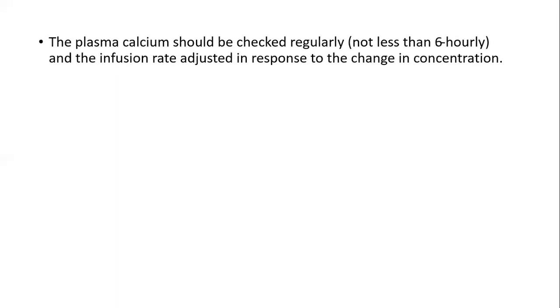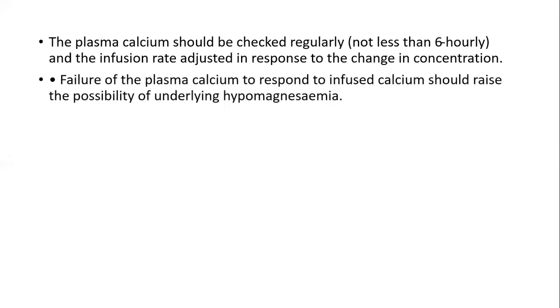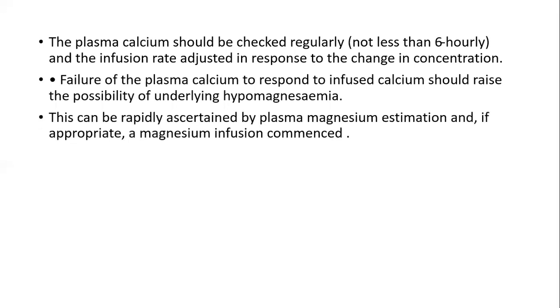The plasma calcium should be checked regularly, not less than 6 hourly, and the infusion rate adjusted in response to the change in concentration. Failure of the plasma calcium to respond to infused calcium should raise the possibility of underlying hypomagnesemia. This can be rapidly ascertained by plasma magnesium estimation, and if appropriate, the magnesium infusion is commenced.